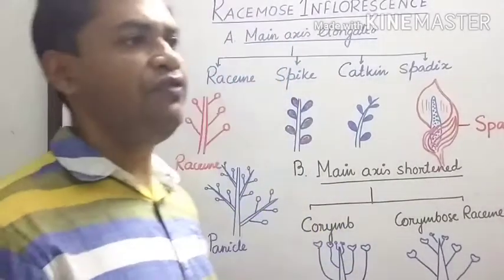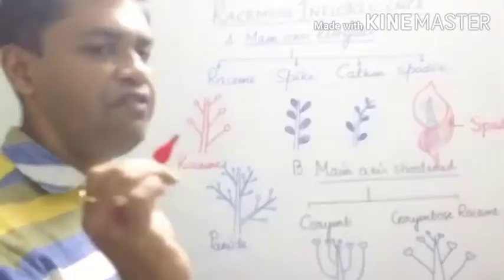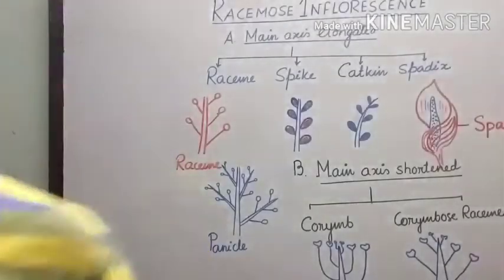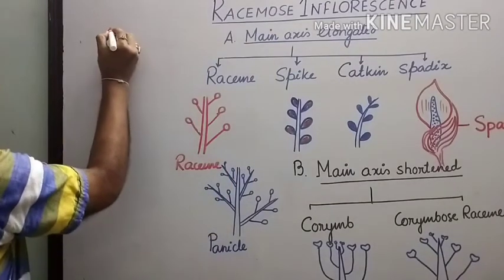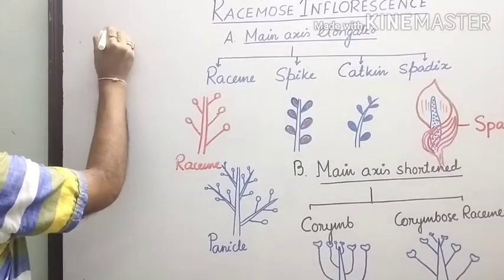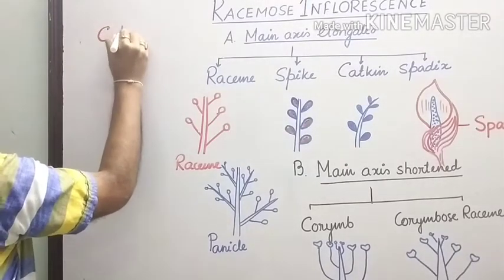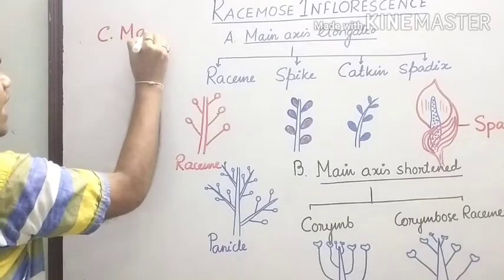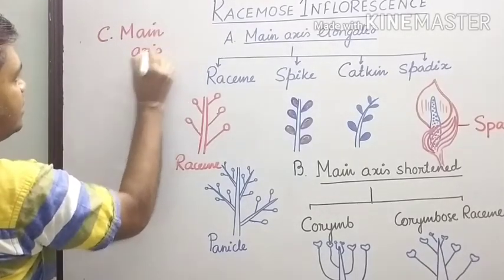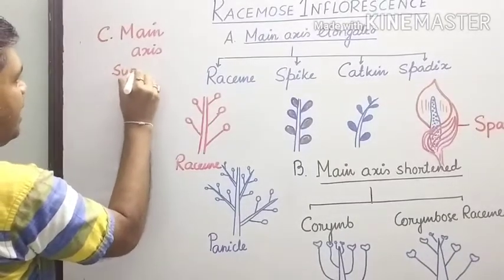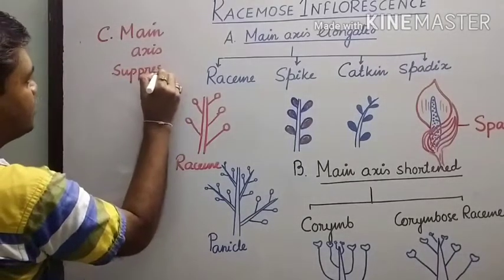Okay, now we are coming down to the, if you don't have any problem, I will see how far I can see into the board. Okay, right, here we can see about the third one, where you can see the main axis suppressed. The main axis is suppressed over there.